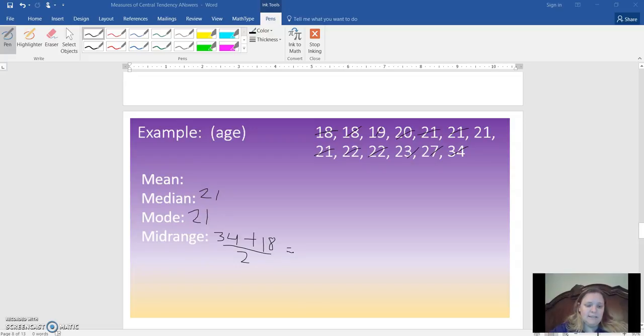So 34 plus 18 is 52. 52 divided by 2 is 26. So it's just an approximate. It won't be exact, but it's there.